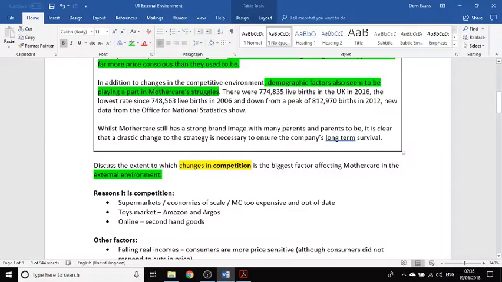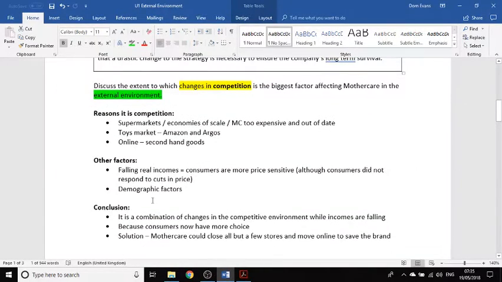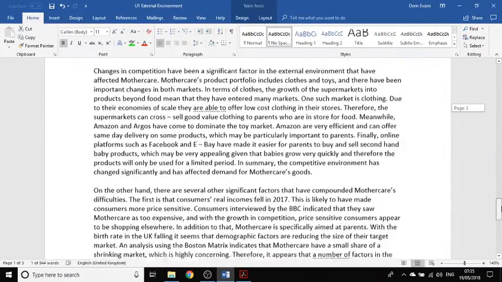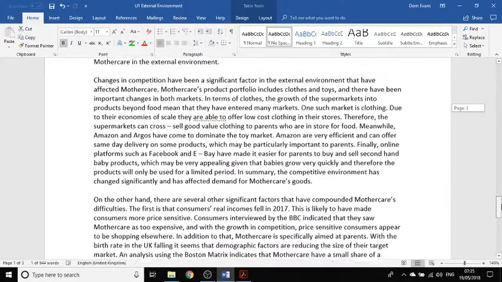Whilst Mothercare still has a strong brand image with many parents and parents-to-be, it's clear that a drastic change to the strategy is necessary to ensure the company's long-term survival. So Mothercare still has a strong brand image. With any question, I do a quick bullet point plan and then I write it up. I've decided to start without a definition, as the examiner tells us that we can.